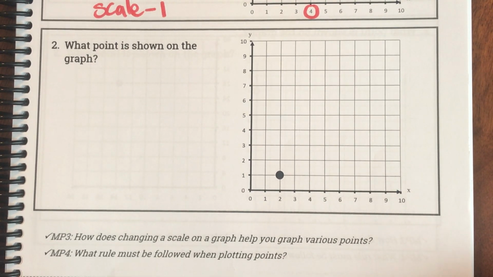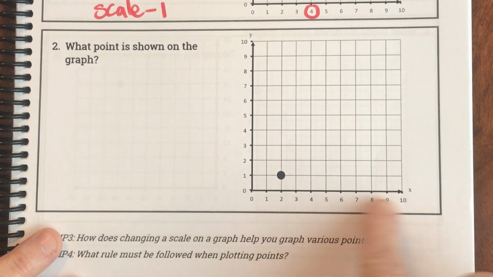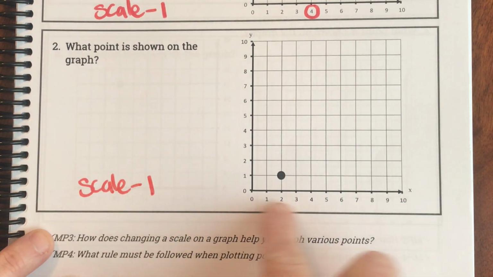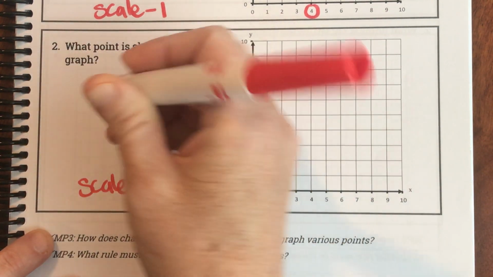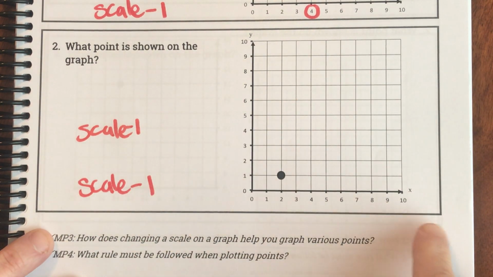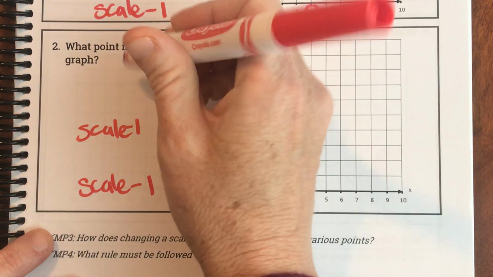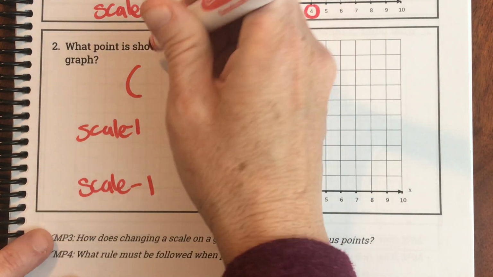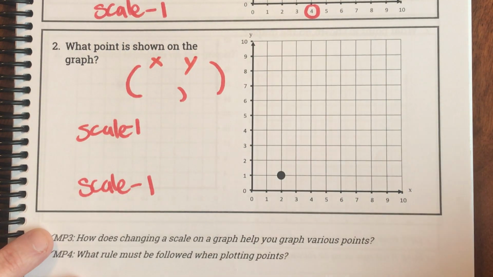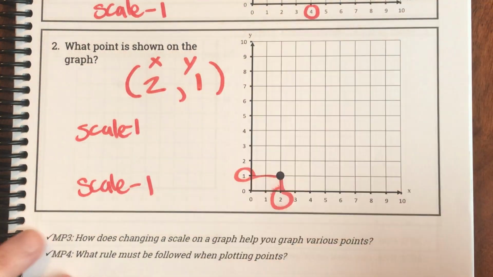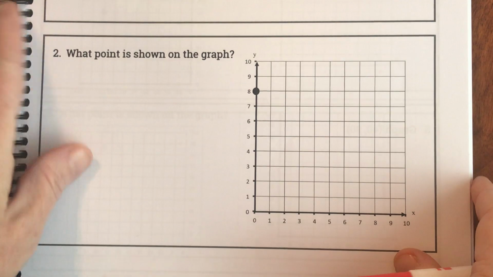Okay, let's look at our next one. Here, they're asking me what point this is. And again, when I look here, what do I notice about my x-axis? The scale, again, is only counting by ones. And again, my y scale is only counting by ones. So my scale is very small on both. And they already labeled my x and my y for me. So I know that when I find where the point is, my ordered pair is going to look like that. So my x is a 2, and my y is a 1. Okay. Let's turn the page.